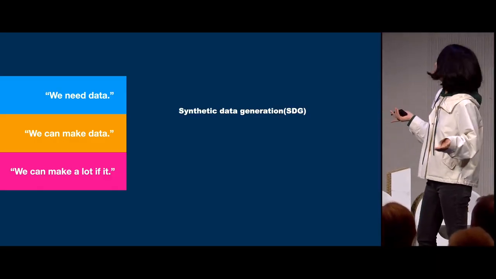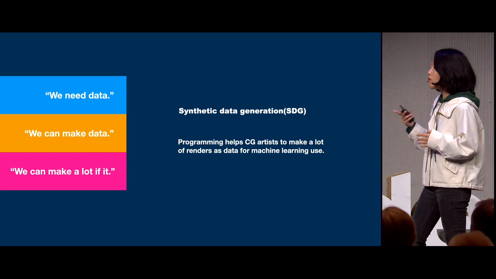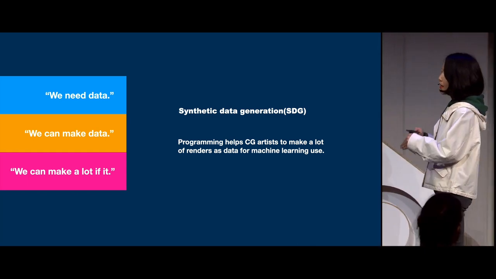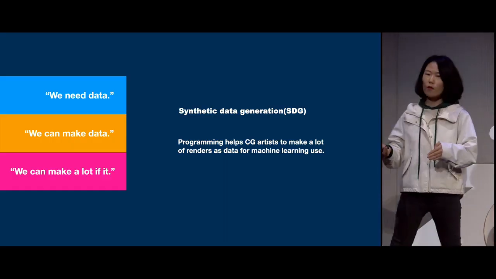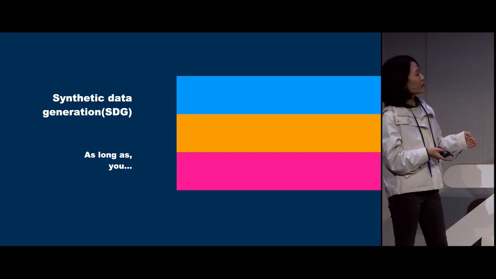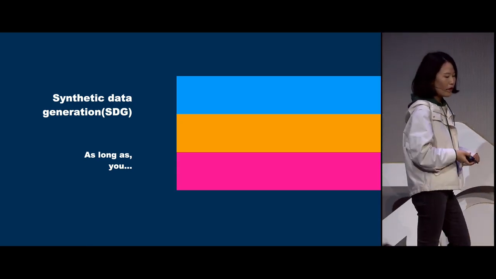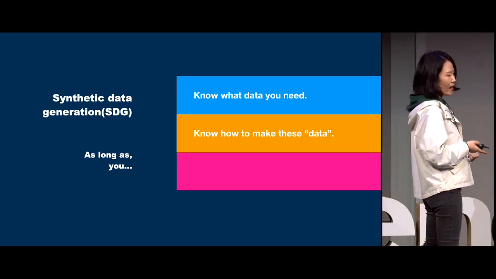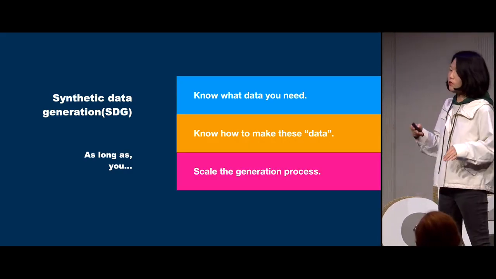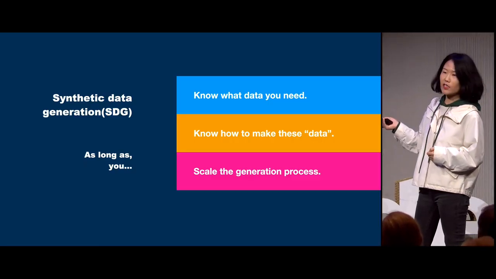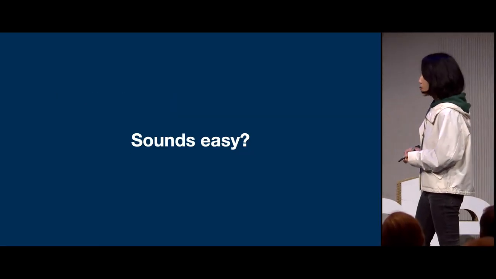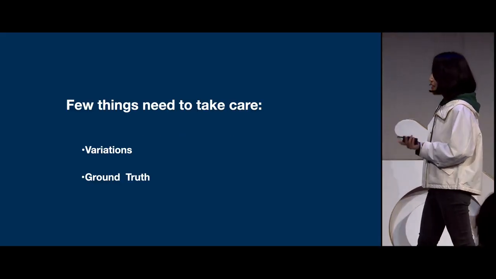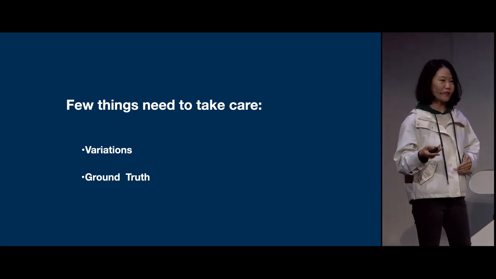So what is synthetic data? It means programming helps 3D artists to make a lot of rendering, and this rendering can be data for machine learning use. But this doesn't have to be 3D people. As long as you know what data you need, and you know how to make this data, and you know how to scale this generation process, you can do synthetic data generation. Sounds easy, right? But here are a few things we need to take care of before we head into this generation process.